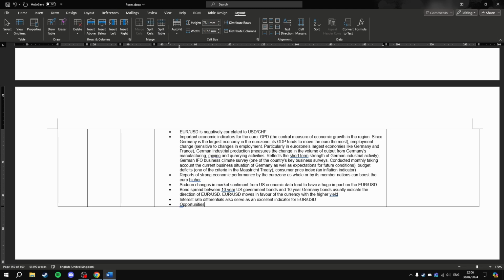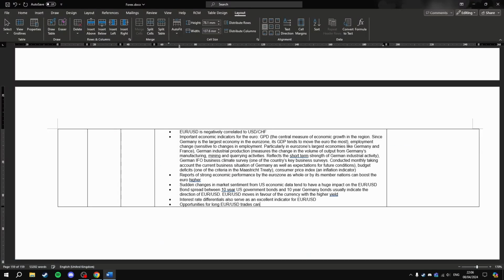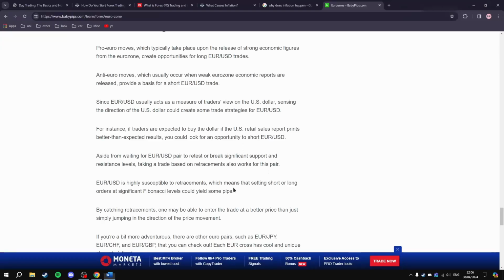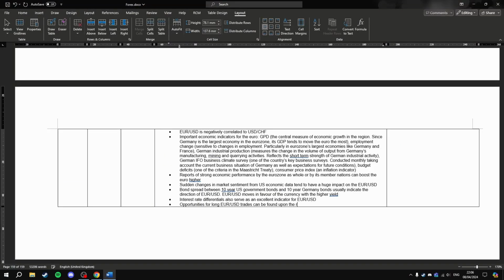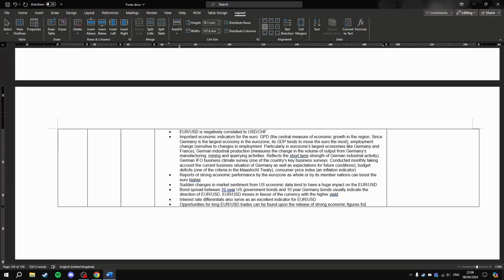Opportunities for long Euro USD trades can be found upon the release of strong economic figures from the Eurozone.